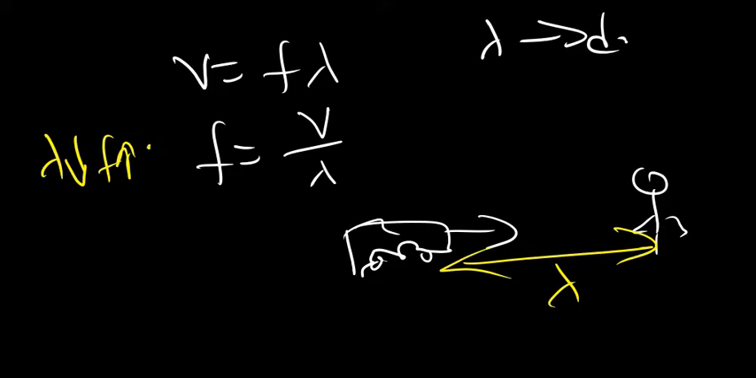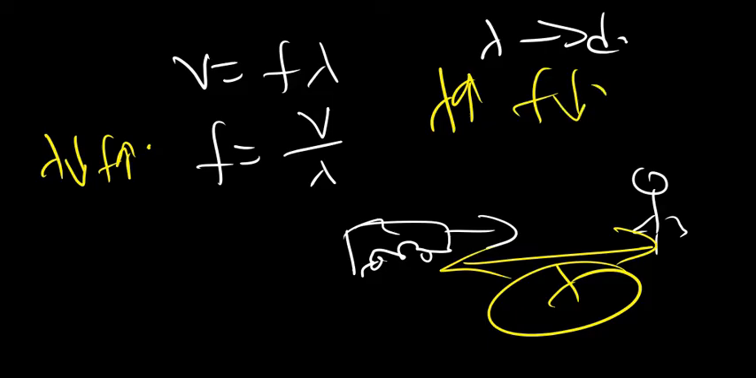Okay? So before you even solve the question, you'll be able to know whether the frequency I'm trying to find here is supposed to increase or reduce. If the car is moving away from you, this lambda is going to increase. If the lambda increases, the frequency goes down. So definitely the frequency has to reduce. Okay? Does that make sense?